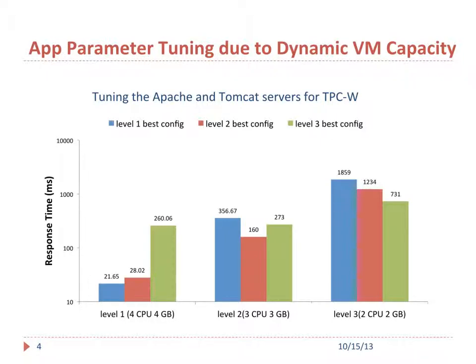We show the optimal parameter settings of TBCW in VMs with different capacities. The Y-axis represents the average request response time. The lower, the better. The figure shows that the best application configuration in one VM is only suboptimal in a VM with a different capacity. This observation calls for the coordinated tuning of both VM capacity and application configuration.